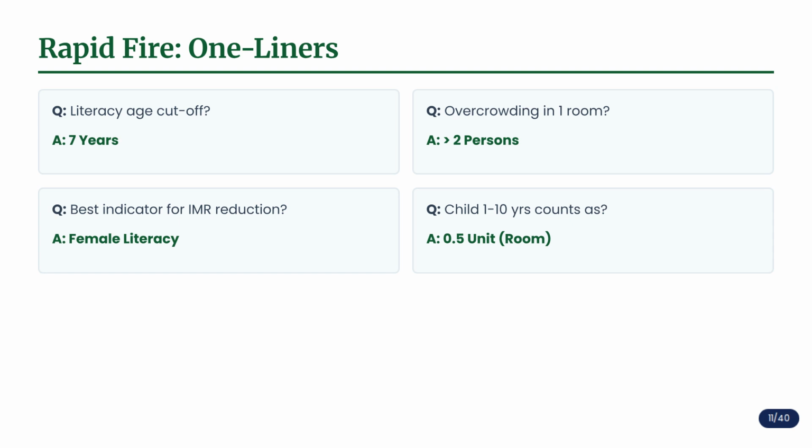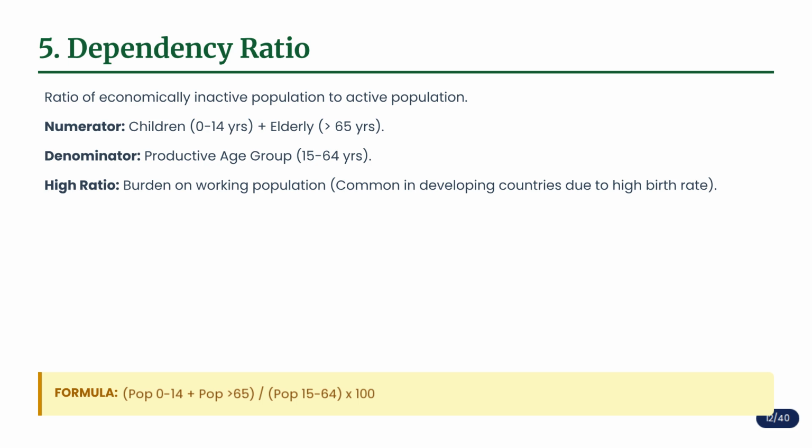Here are some quick facts. The literacy age cutoff is 7 years. Overcrowding in one room is considered more than 2 persons. Female literacy is the best indicator for IMR reduction. The dependency ratio is the ratio of the economically inactive population to the active population. A high ratio, common in developing countries, places a burden on the working population.